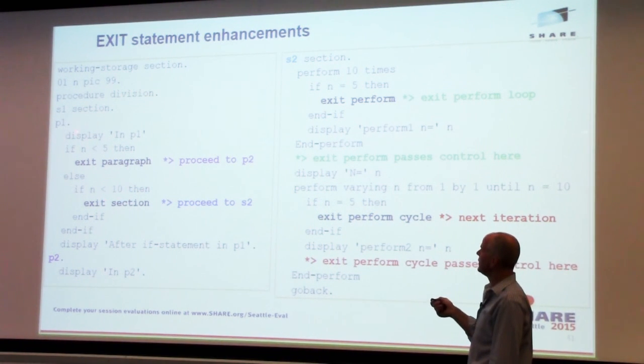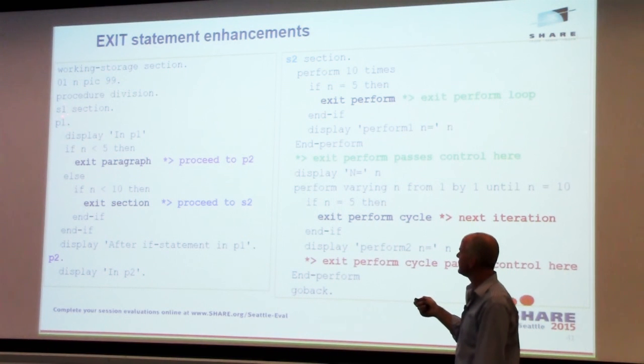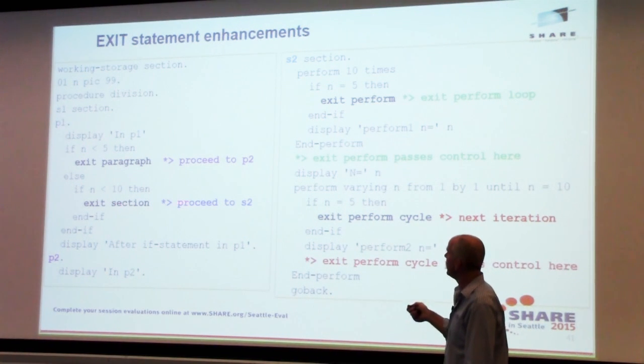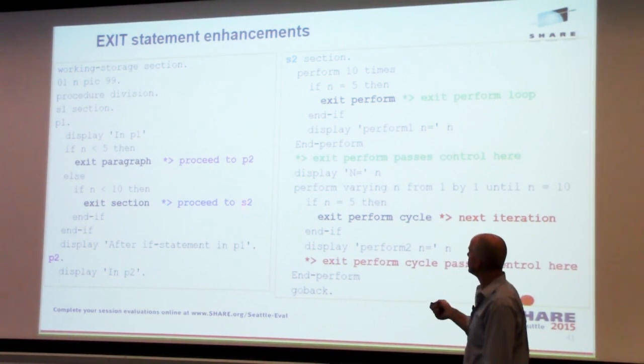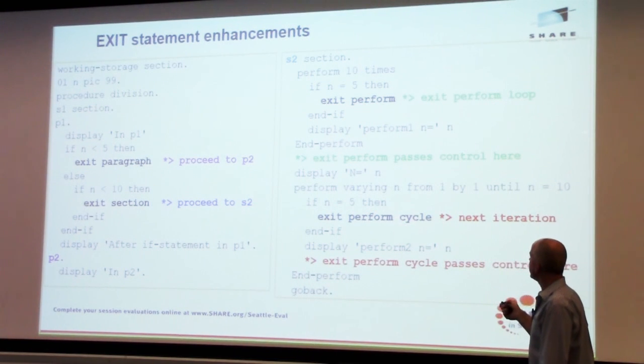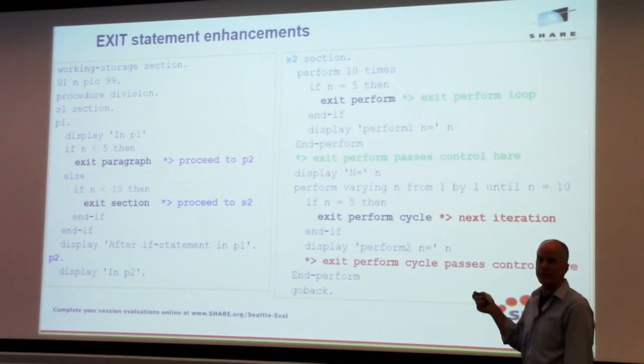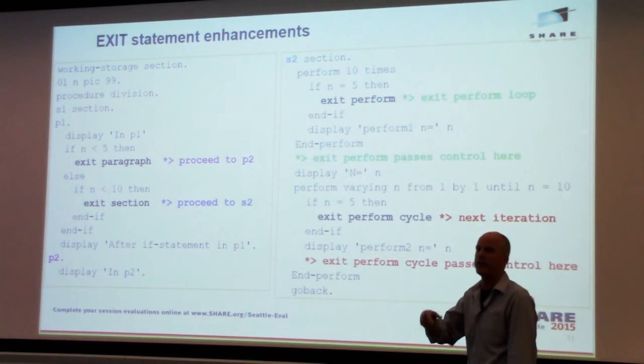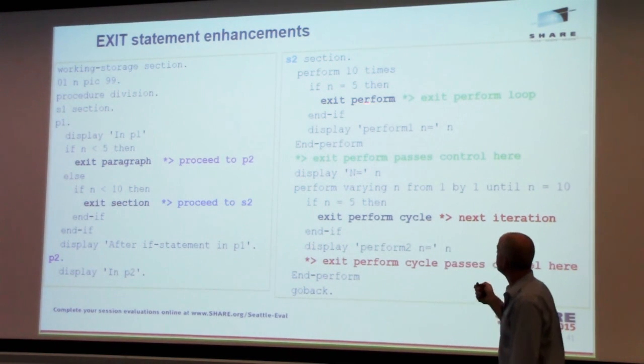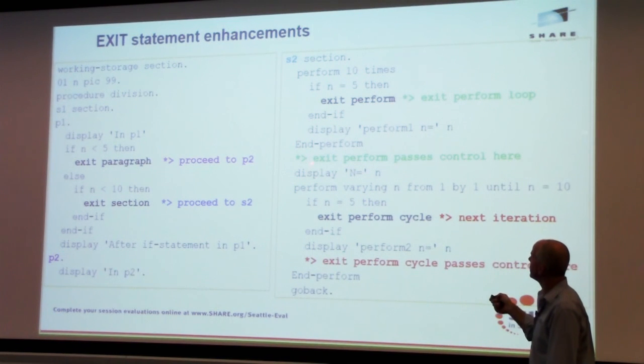Exit section says exit the section I'm in and go to the next one. So it goes to S2. And then the really cool one, I think, is exit perform. I'm in a loop here, performing 10 times, and at some point I can say, I'm done, I'm out of here. I've gotten what I need out of this array, leave the loop, and go past the end perform.